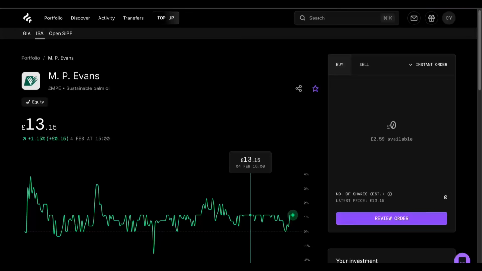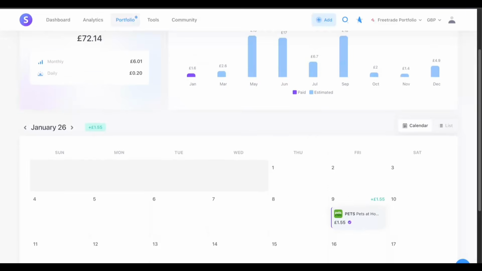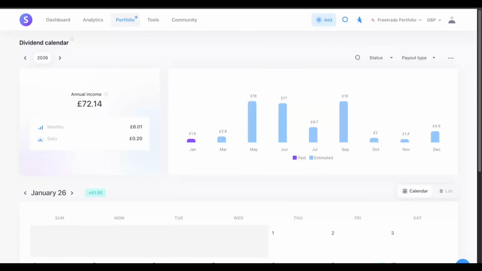Now let's take a look at how the portfolio is shaping up over on Snowball Analytics. Throughout the month of January, I actually did receive a dividend payment on the 9th of January, and that was from Pets at Home, which was for a total amount of £1.55. And as we can see, we now have an average monthly dividend amount of £6.01, which equates to just over £72 on an annual basis.